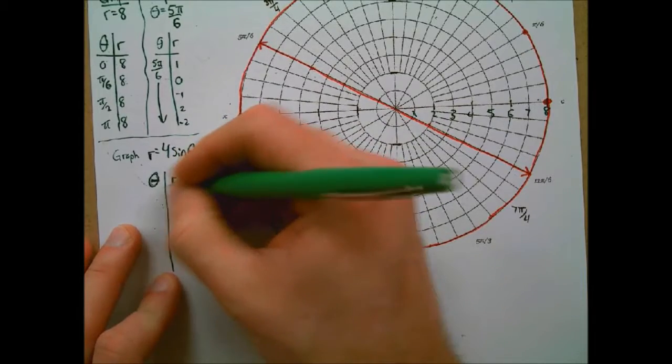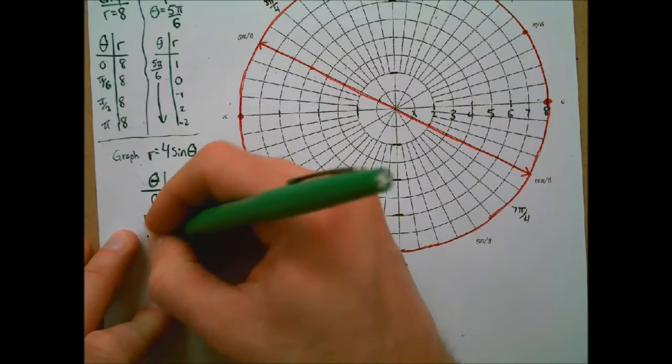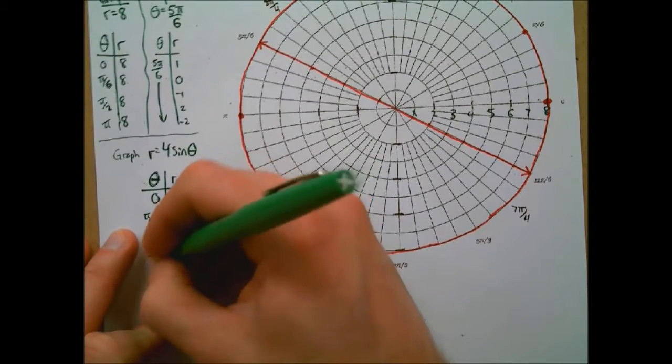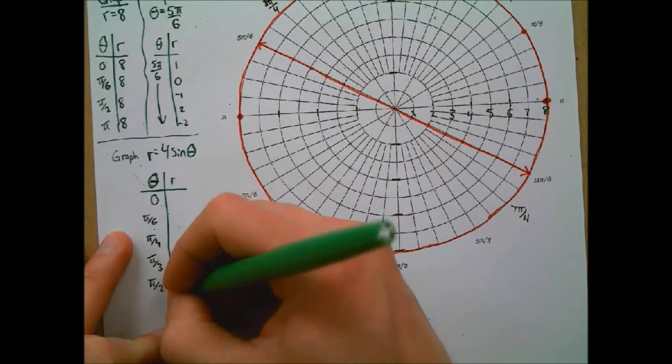Okay, so we'll do 0, pi over 6, pi over 4, pi over 3, the classics, right? And then we'll do pi over 2 as well, and we'll see how much we get just from that alone.